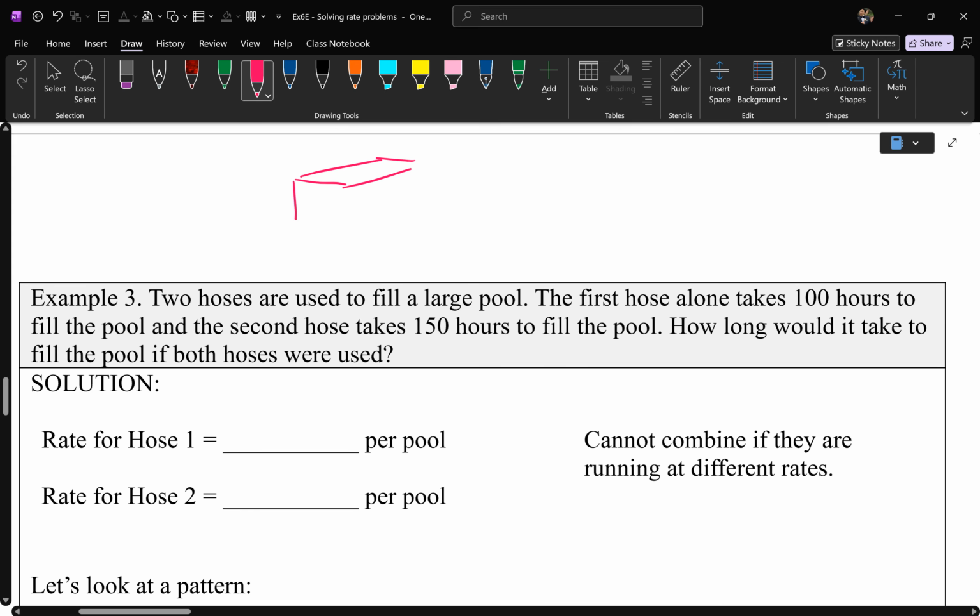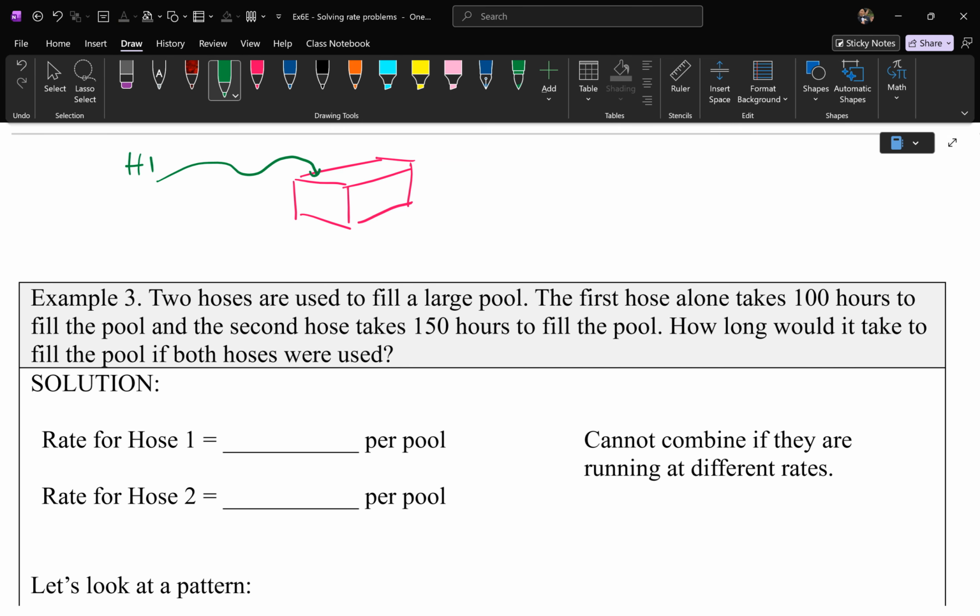I've got a swimming pool, but I've got 2 hoses. Hose 1, yes. Hose 1 will take 100 hours to fill it up. So hose 1 takes 100 hours to fill it up alone, whereas hose 2 will take 150 hours alone. And that's what the question's asking. So the question's asking, well, what if I want to make it faster? Because one goes for 100 and the other one takes 150 hours. Then what if I put them both together? So how long would it take to fill the pool with both of these hoses?